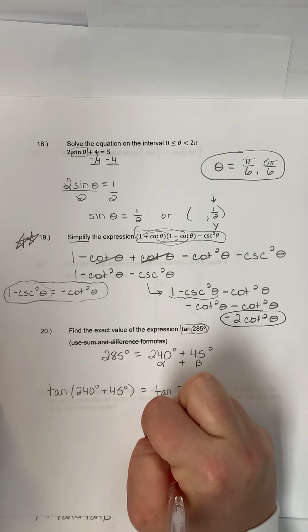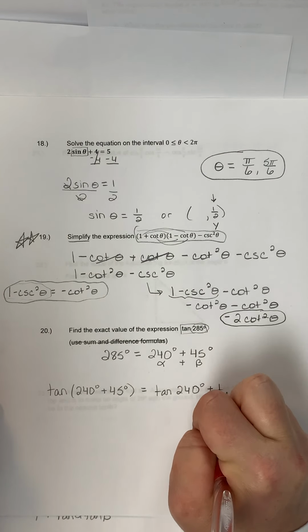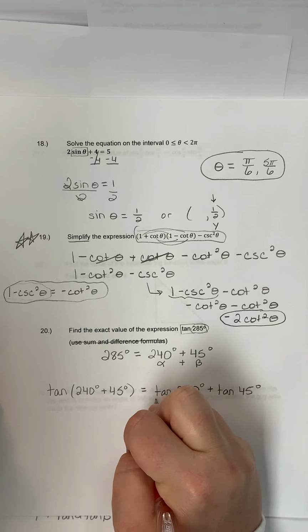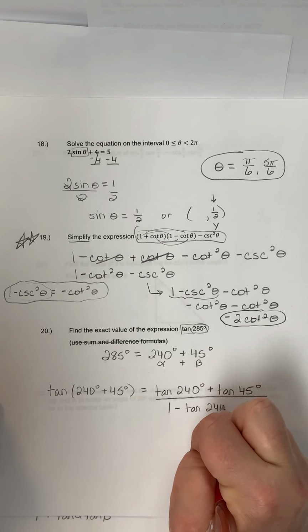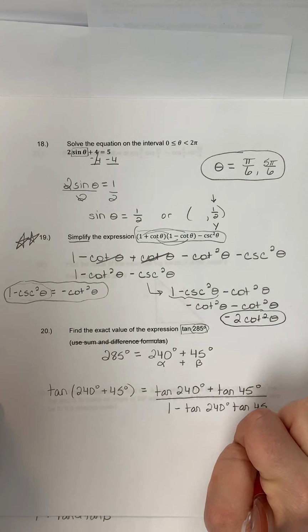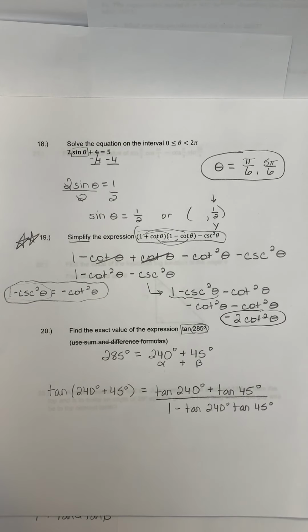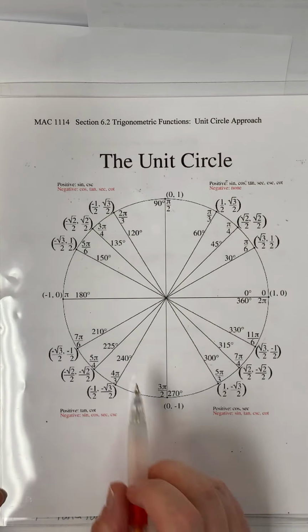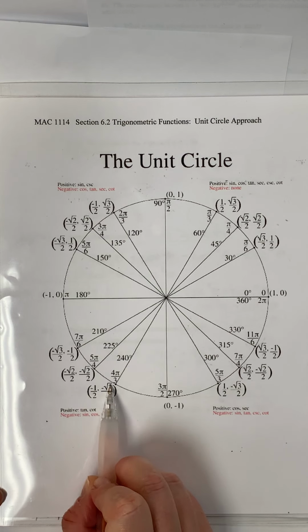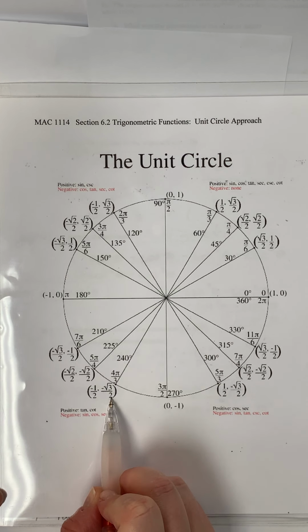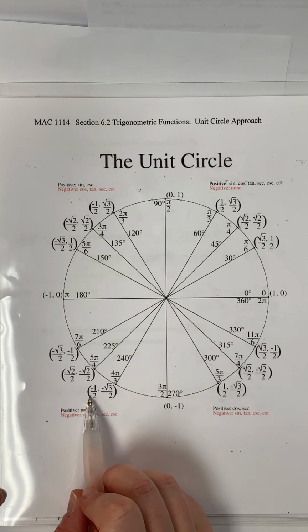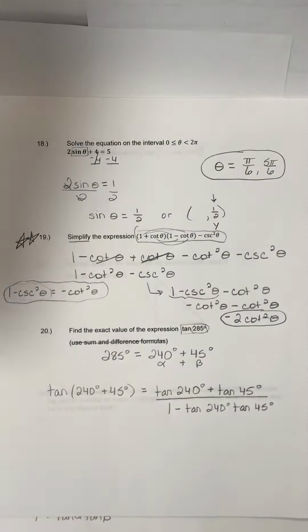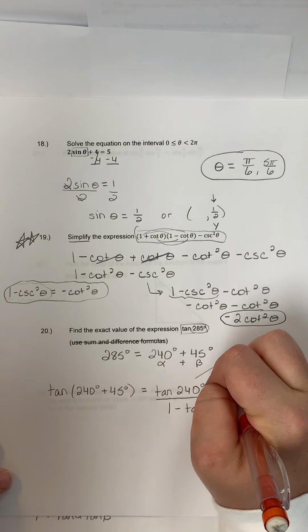I'm going to have tan of 240 plus tan of 45, divided by 1 minus tan of 240 times tan of 45. Okay, now I'm going to have to go to my unit circle and look up the tangent of 240 degrees. Well, here we are. Here's x or cosine. Here's y or sine. I'm going to do this over this. Now, some of you can automatically look at that and say, great, that's a positive root of 3. If that's not what you can do, that's okay. Let's do it together.